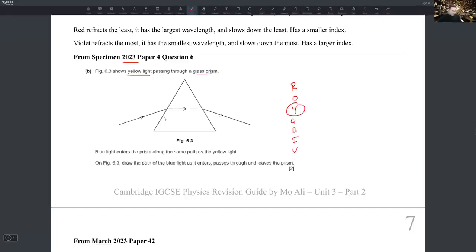Blue light enters the prism along the same path as the yellow. So blue now enters the same prism, the same path, everything. Draw the path of the blue light as it enters and passes through and leaves the prism. So what do we do? Will it bend more or less? Blue is here, so it bends more. Just draw another ray below the yellow, a little bit below yellow. It should bend just a little bit more, or as much as you can possibly make it.